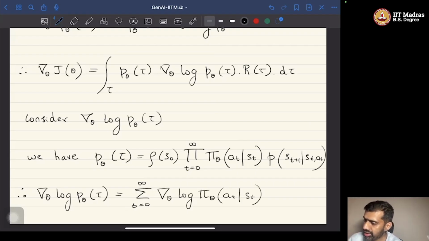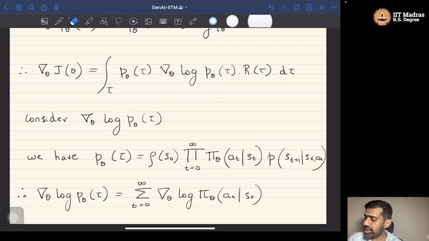So why is this the case? What we have is that we need to take the log of this. When you take the log of this, we have log of rho of S naught. This is independent of theta. Therefore, it cancels out when you take the gradient. The other term, which is p of s_{t+1} given s_t and a_t, is also independent of theta. The transition kernel is independent of policy, and therefore that cancels away.